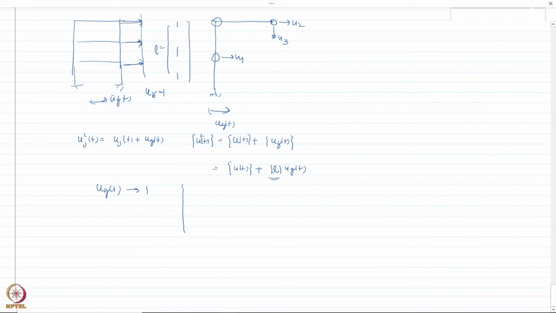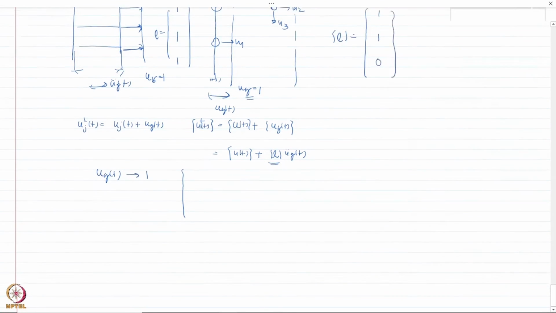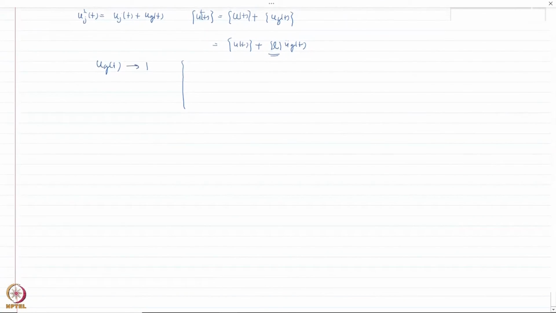However, in this case, if I apply ground displacement equal to 1, u1 moves by 1, u2 moves by 1, and u3 is basically 0, because there is no displacement in the vertical direction due to the unit ground movement of 1. So in this case, my L becomes 1 1 0. So my influence vector can be written as 1 1 0.